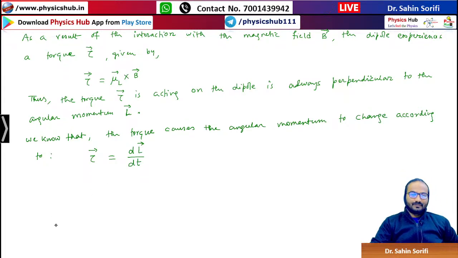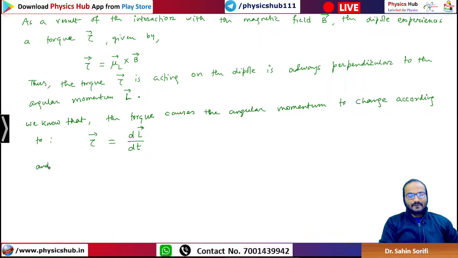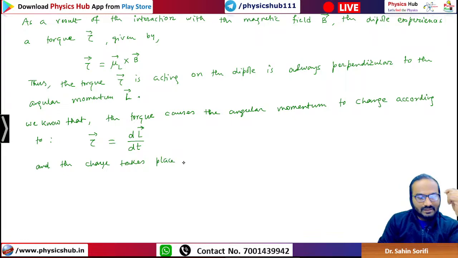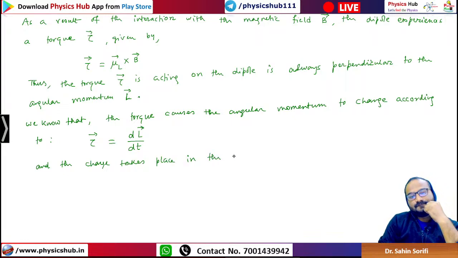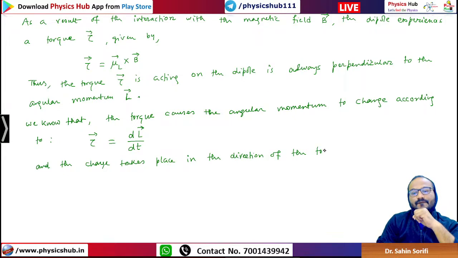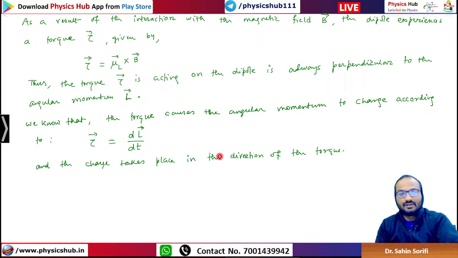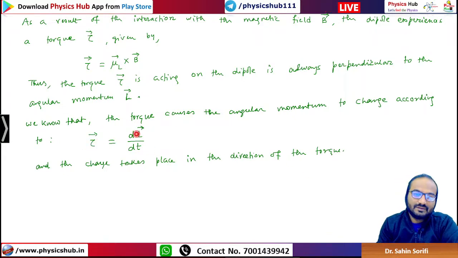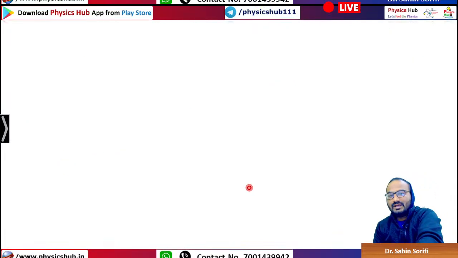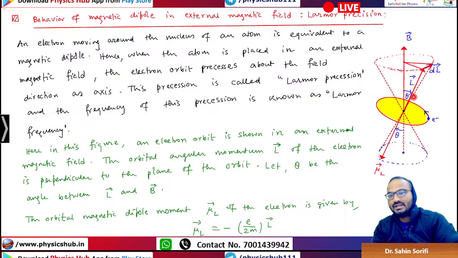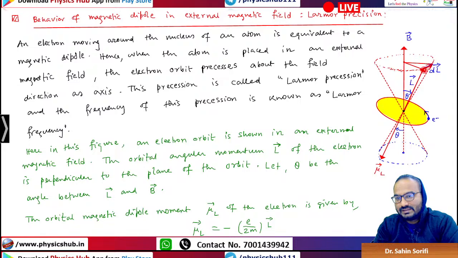Okay, and this change takes place in the direction of the torque. From this relation, you can see the direction of tau is the same as the direction of the rate of change of angular momentum. The torque is applied in the perpendicular direction, so the change in L will also happen in the same direction. That is why the change dL is happening along this direction.